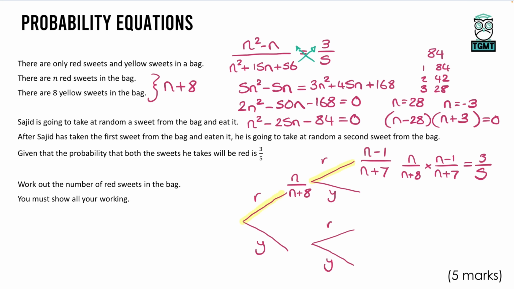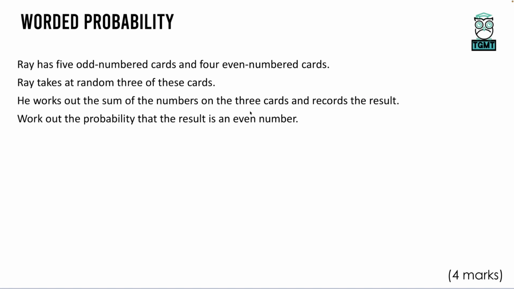Now in this scenario, where n is a real life thing, we can't have negative 3 red sweets. So our solution has to default to this positive value. So the answer here, n is equal to 28, and that is the number of sweets in the bag. And there we go, that is working with a probability equation.